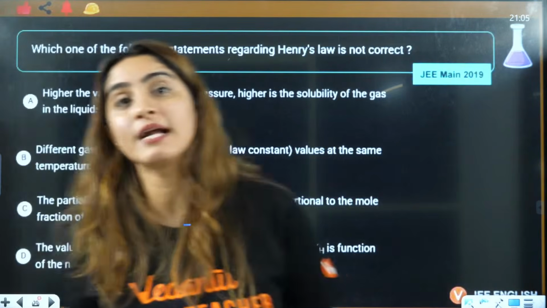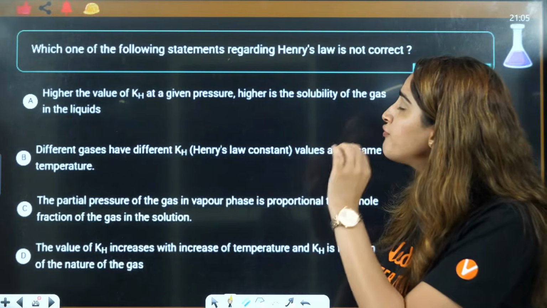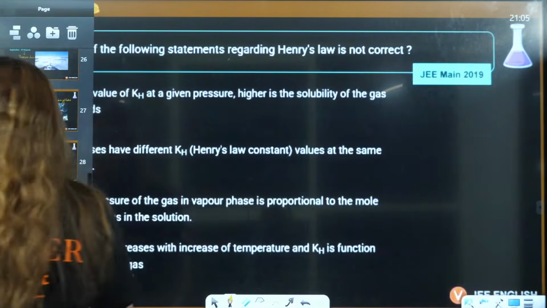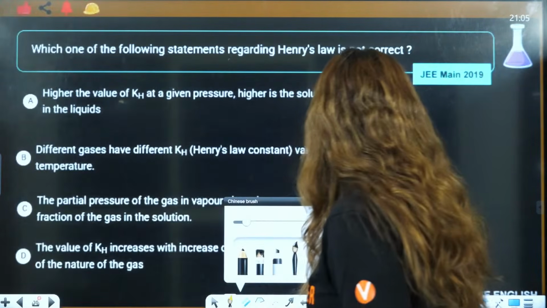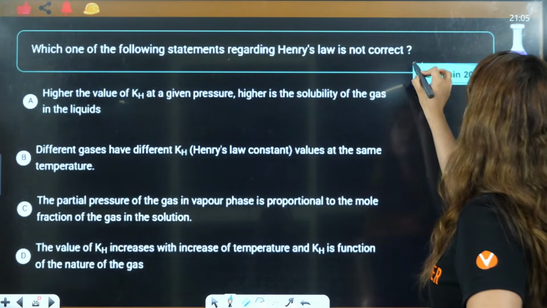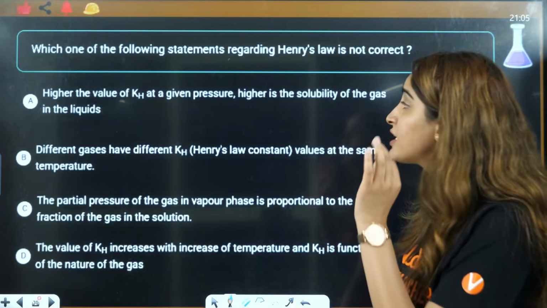Okay. Now let's see this JEE Main question. Which one of the following statements regarding Henry's law is not correct? I hope this is not your homework question. This is a JEE Mains 2019 question. Which one of the following statements regarding Henry's law is incorrect?